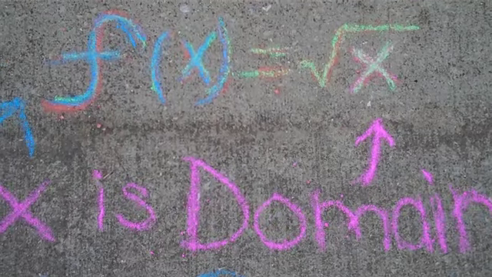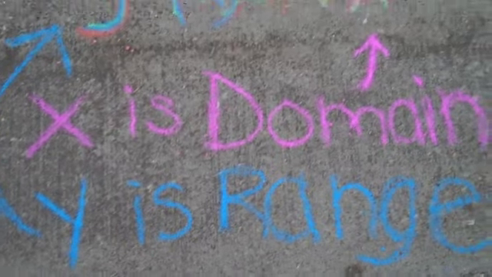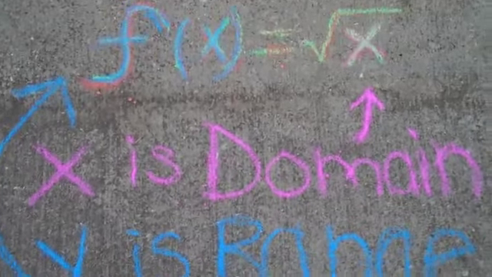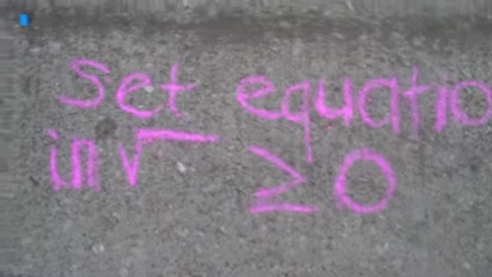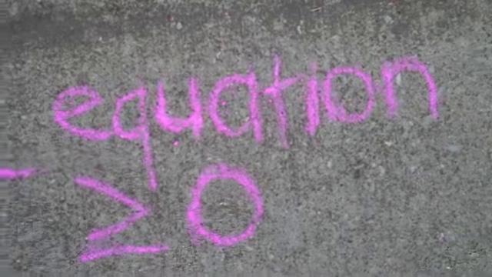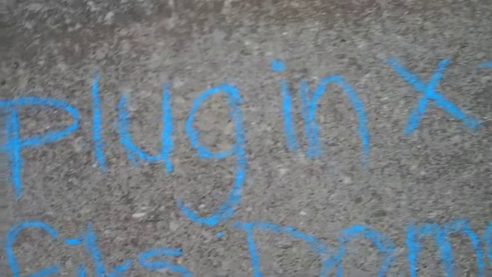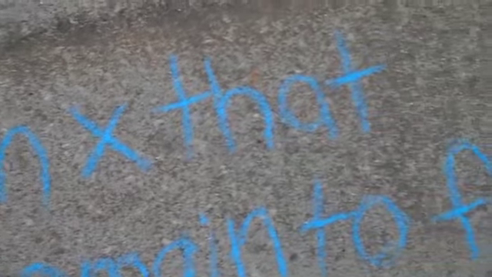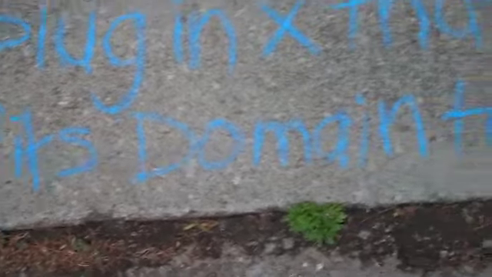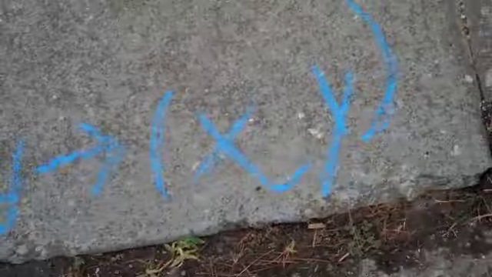In an equation, x is the domain and y is the range. To find the range, set the equation in the square root function greater than or equal to 0. To find the points, plug in x that fits the domain to find y. The points are (x, y).